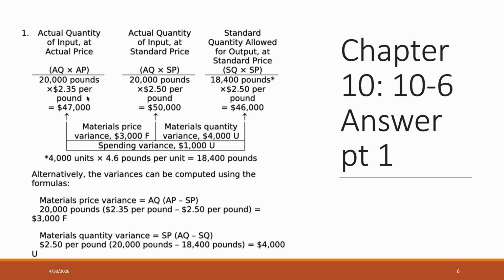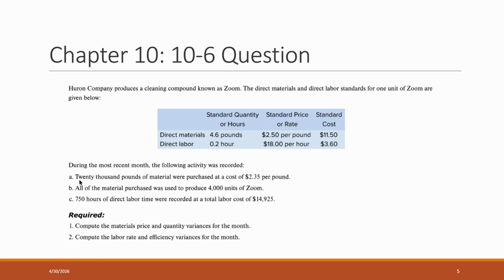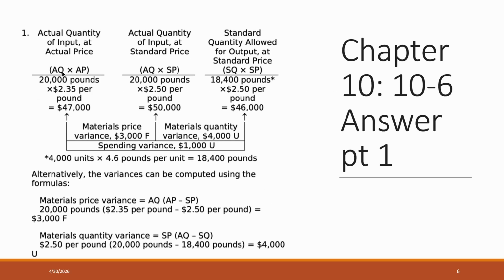So starting in the top left here, we need to calculate the actual quantity times the actual price. So we know that they actually used 20,000 pounds of material, and they actually spent $2.35 per pound. So you don't need to worry about any of these standards, just this is what actually happened. So 20,000 pounds times $2.35 per pound, that gives us an actual cost of $47,000.